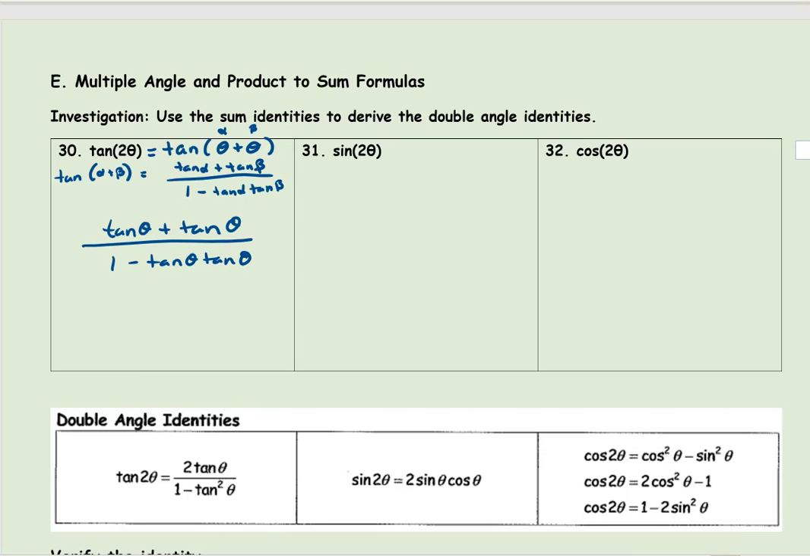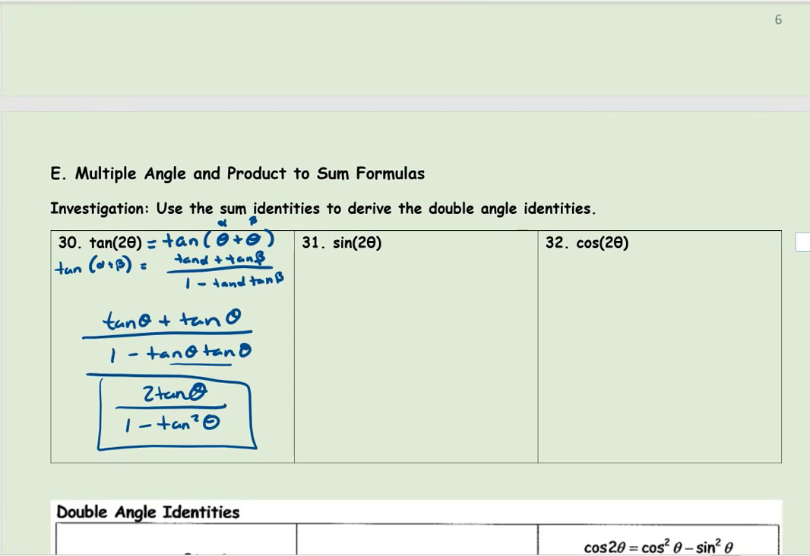And when we reduce this, we have 2 tangent theta in the top. And that tangent times tangent right here is going to give you tangent squared. So we have 1 minus tangent squared theta. So our first double angle identity is tangent of 2 theta is equal to 2 tangent theta over 1 minus tangent squared theta. We're going to do the same thing up here for sine.